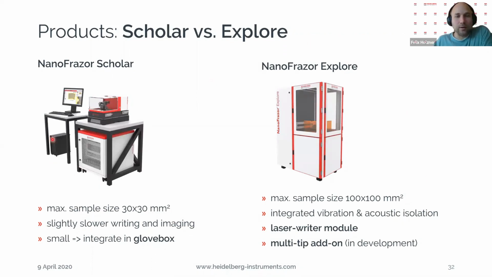One is the Scholar, the other one is the Explore machine. The Scholar is smaller, so it fits also into a glove box. You usually work with smaller sample sizes. And the Explore system has this integrated laser writer module. Also, this will be compatible with a multi-tip add-on. And it allows up to 4-inch wafers, to write on 4-inch wafers. So these are the main differences.